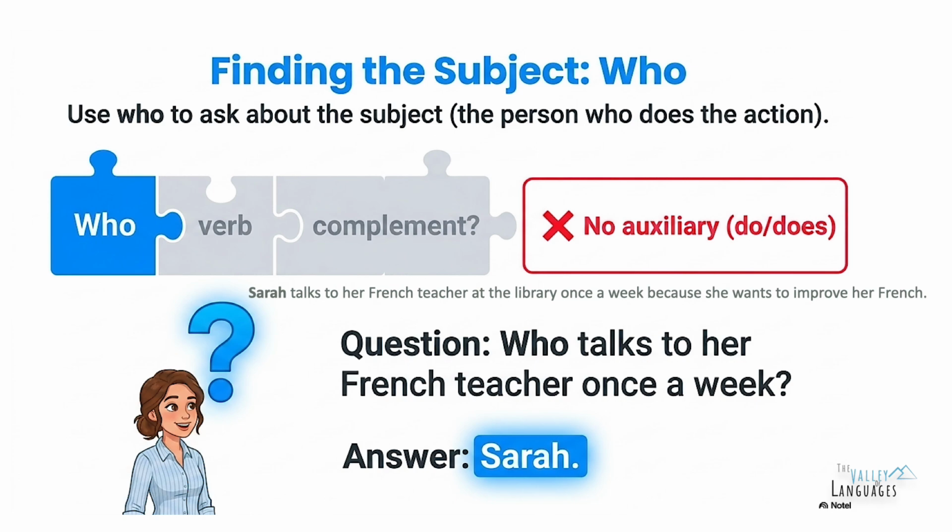So looking back at our master sentence, if we ask, who talks to her French teacher once a week, the answer is just our subject, Sarah. We definitely don't say, who does talk. We just snap who directly right onto that main verb. Wonderfully simple, right?